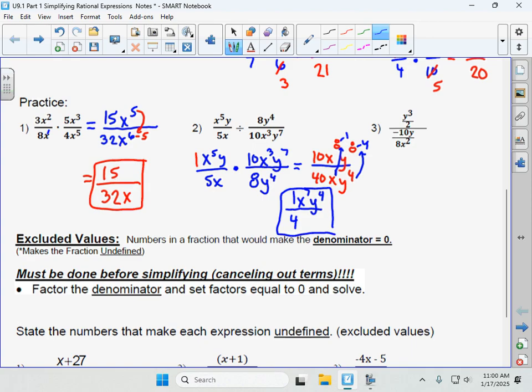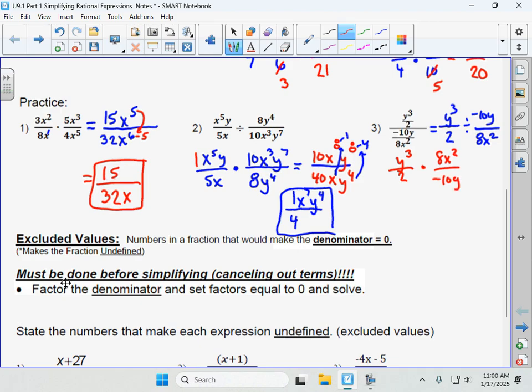All right, number 3, again, we have this complex fraction. So let's go ahead and rewrite it as a division problem first. So y to the 3rd over 2 divided by negative 10y over 8x squared. All right, and then we'll change to a multiplication problem. So let's rewrite it. y to the third over 2 times, flip the right side fraction, 8x squared over negative 10y.